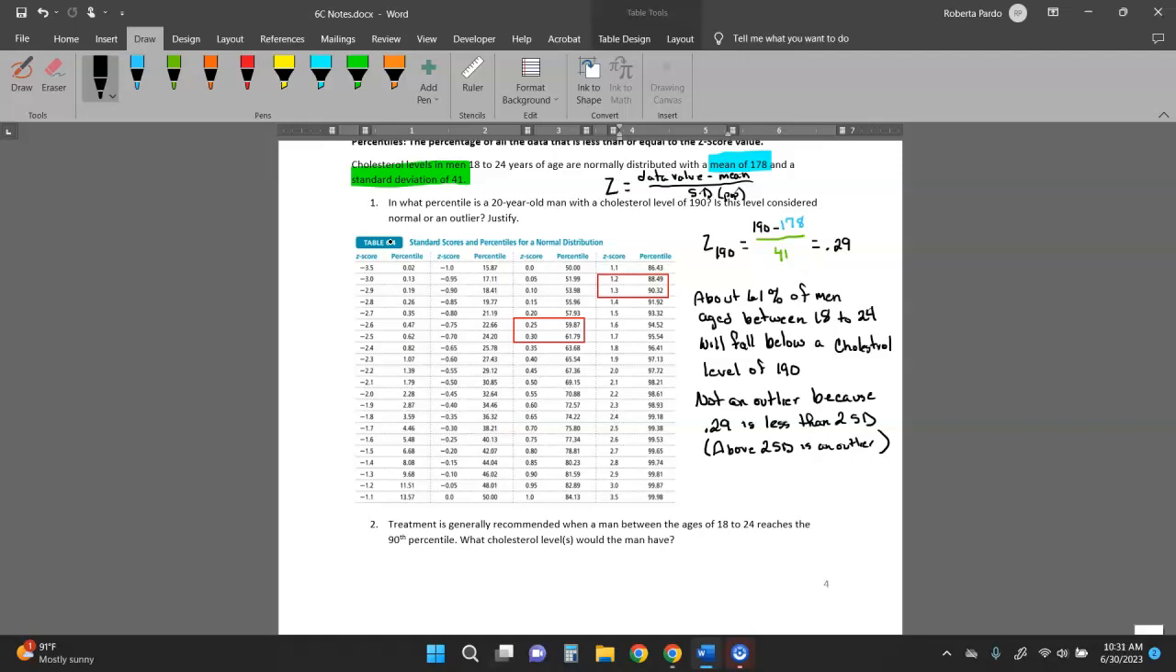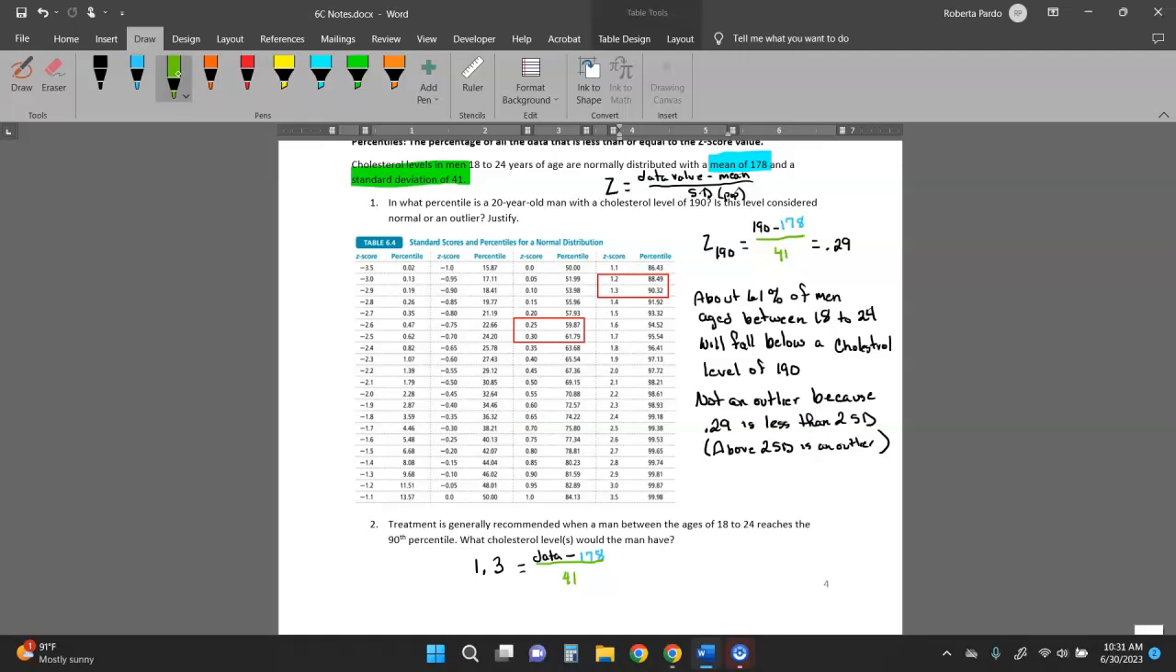So this time we want to find out what that cholesterol level is. So we want to find out what that data value is. So we can use 1.3. We might use 1.25 somewhere in the middle because it's not quite 1.3. So let's go ahead and use 1.3 as our z-score. That has to equal the data value minus the mean, and again, our mean is 178, divided by our 41, our standard deviation.